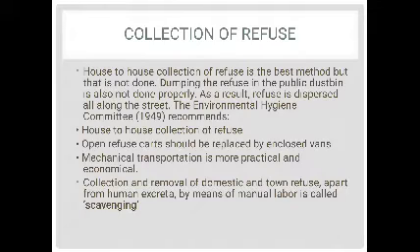Mechanical transportation is more practical and economical, as when human resources are less used, human health hazards would be reduced if the human hand is replaced by mechanical support. Collection and removal of domestic and town refuse, apart from human excreta, by means of manual labor is called scavenging, and the people involved in this are called scavengers.